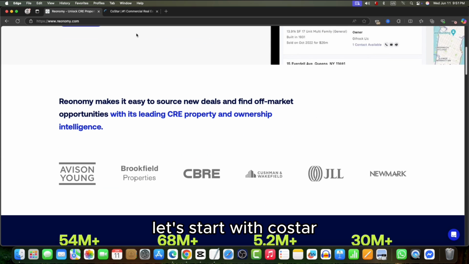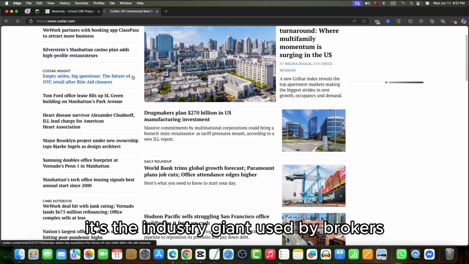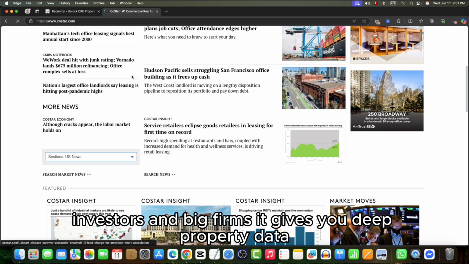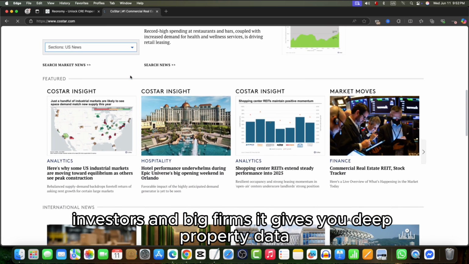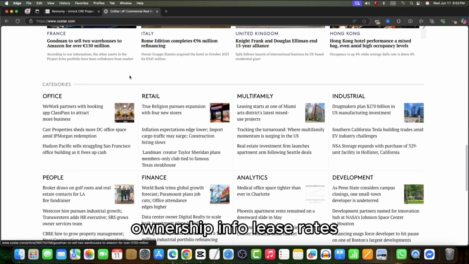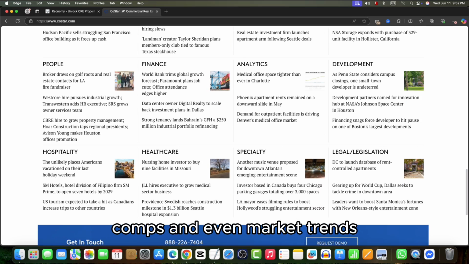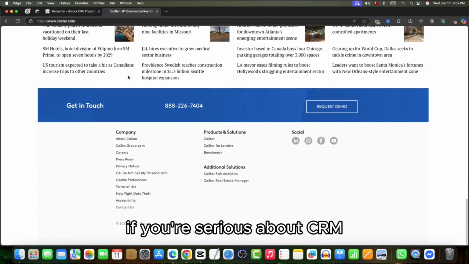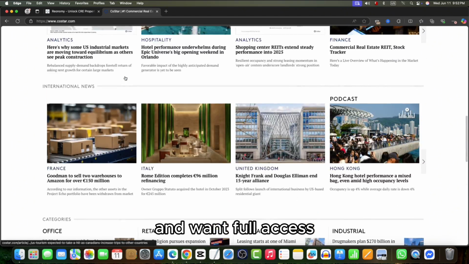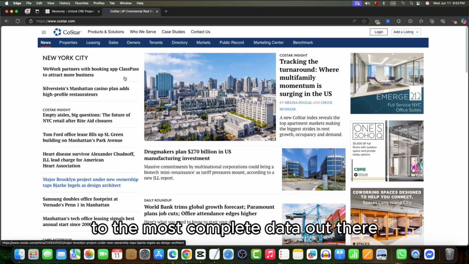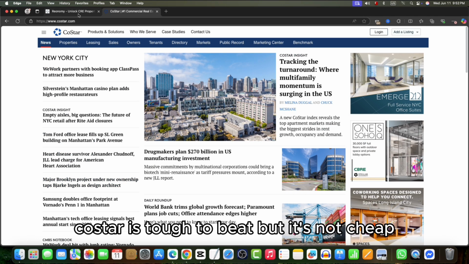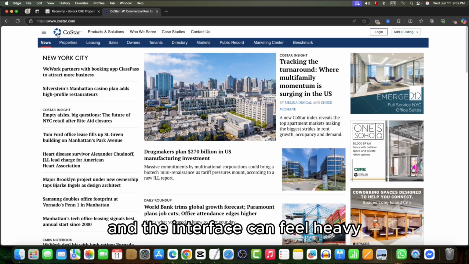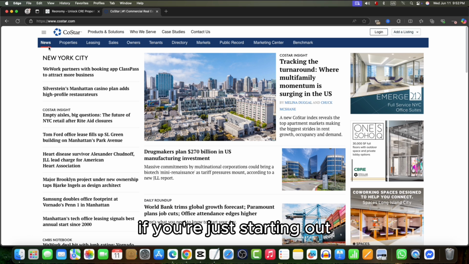Let's start with CoStar. It's the industry giant used by brokers, investors, and big firms. It gives you deep property data, ownership info, lease rates, comps, and even market trends. If you're serious about CRE and want full access to the most complete data out there, CoStar is tough to beat. But it's not cheap, and the interface can feel heavy if you're just starting out.